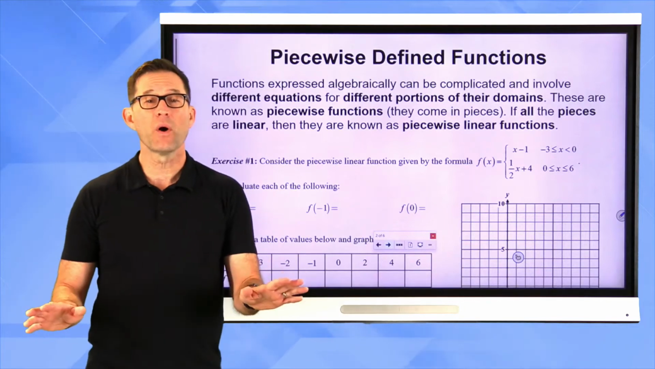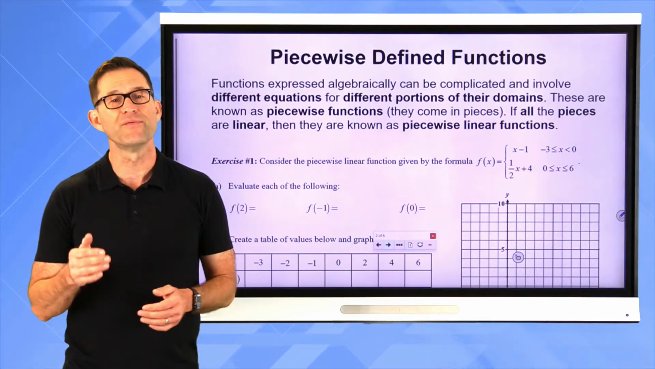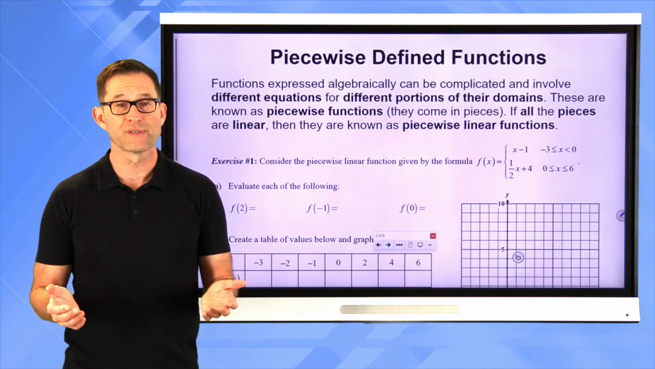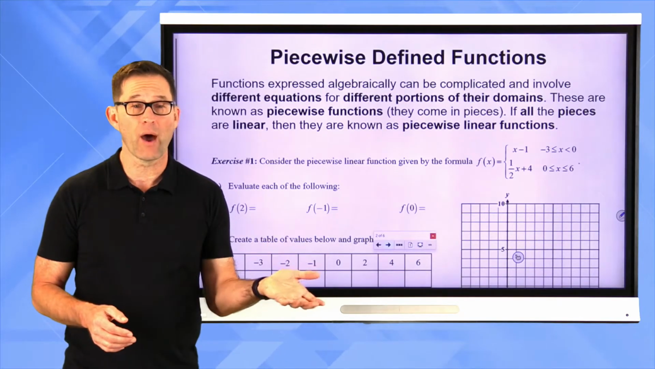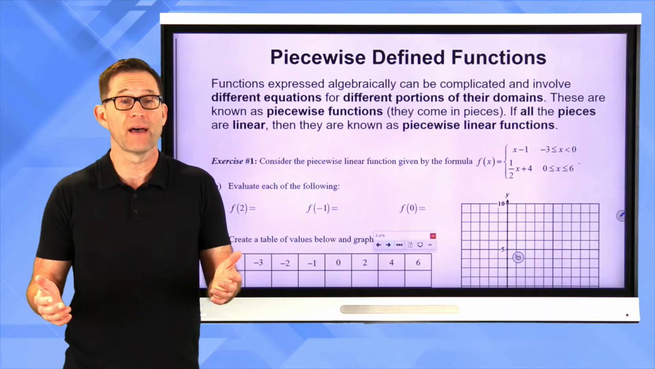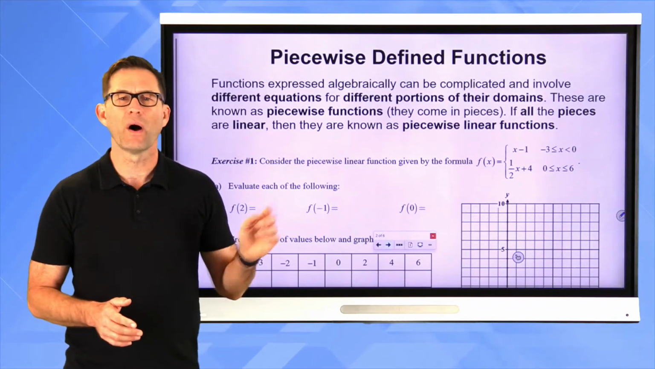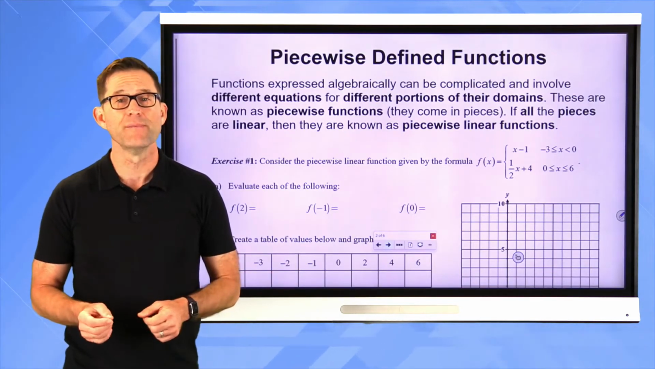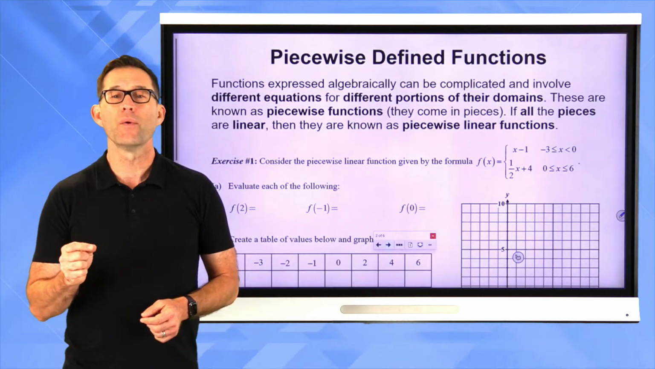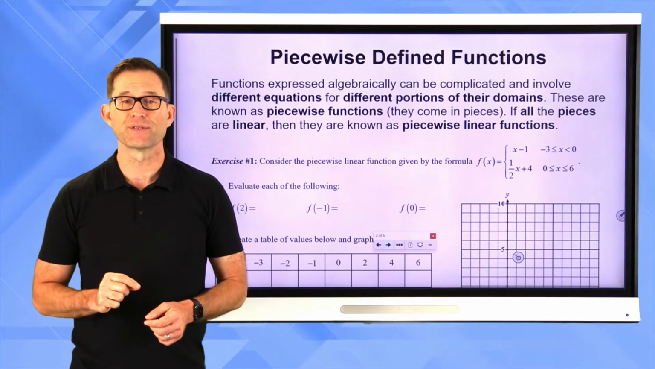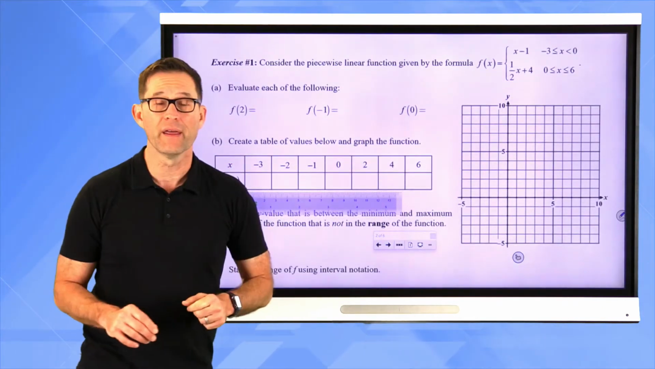All right, piecewise defined functions. Now, functions expressed algebraically can be complicated and involve different equations for different portions of their domains. I mean, that makes sense, right? Because all a function is, is a rule that's going to give you an output for a given input. It doesn't mean that you have to have the same equation for all the different inputs. These are known as piecewise functions because they come in pieces. If all the pieces are linear, equations of lines, then they are known as piecewise linear functions. Very easy to understand term, and let's take a look at one in exercise number 1.